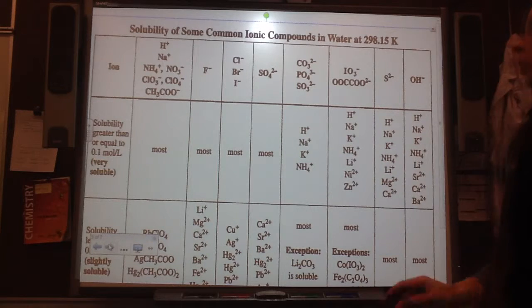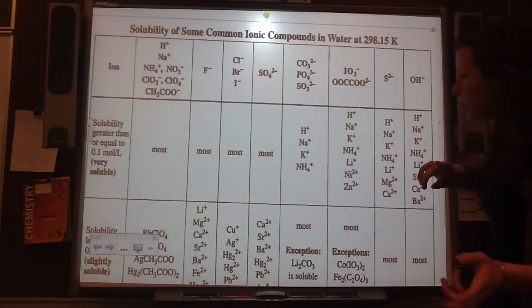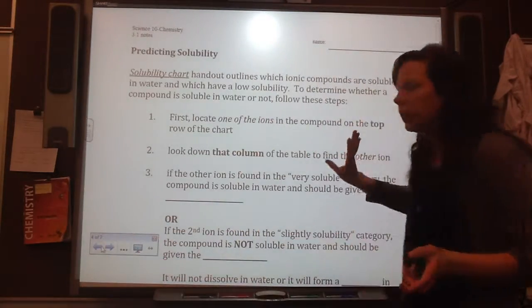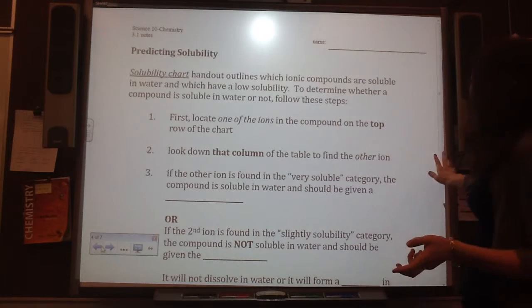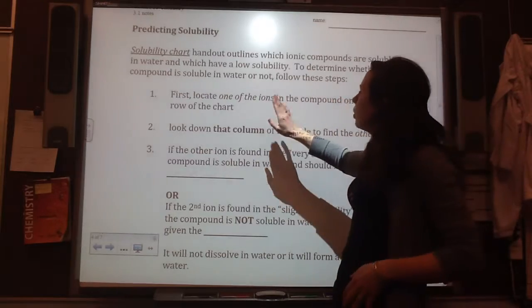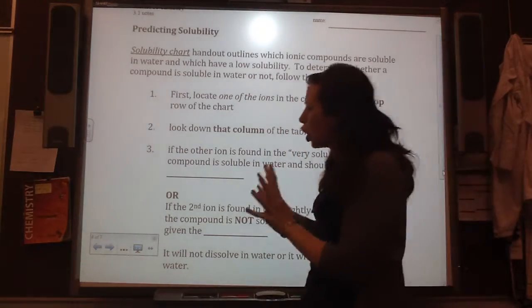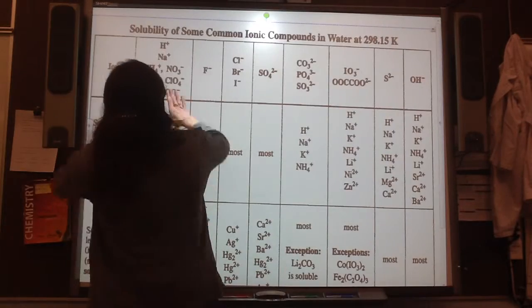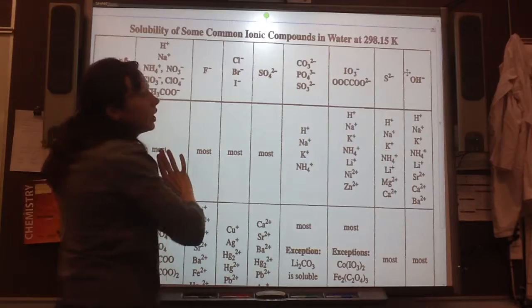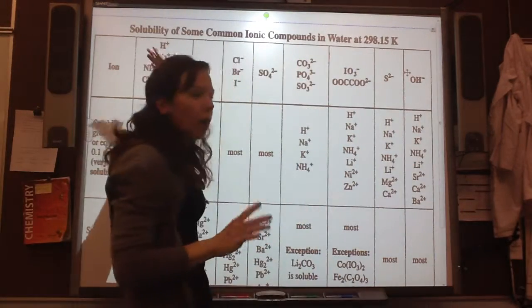All right, so this is our solubility chart. So we're just going to rewind to back here, and we'll explain how to use it, and then I'll show you some examples. So first, you locate just one of the ions in the compound on the top row. So this is the top row. You look at your compound and you just pick one of these that is from your compound.